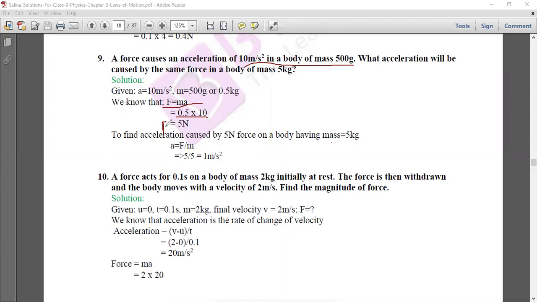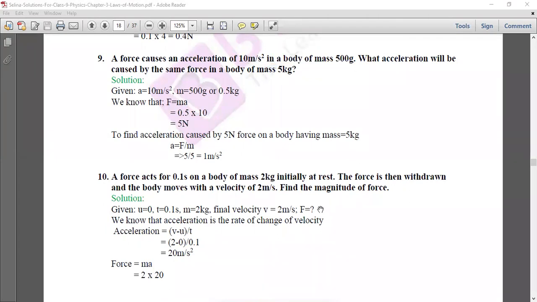Okay, so we need to find what acceleration the same force of 5 Newton causes in a body of mass 5 kg. To find it, we will use the equation F is equal to ma, that is A is equal to F divided by m. Force is 5 Newton divided by mass 5 kg. Therefore the acceleration produced in the body will be 1 meter per second square.